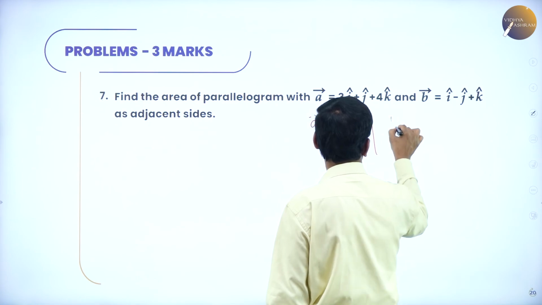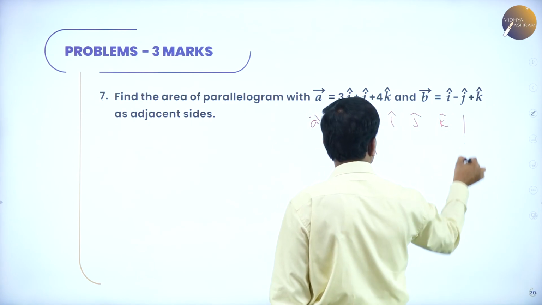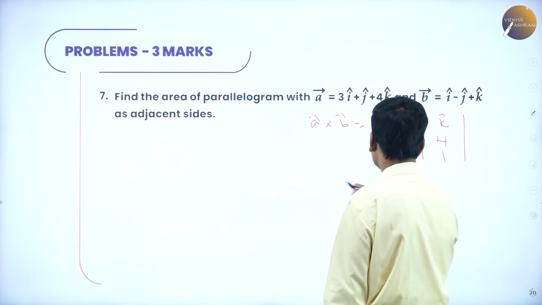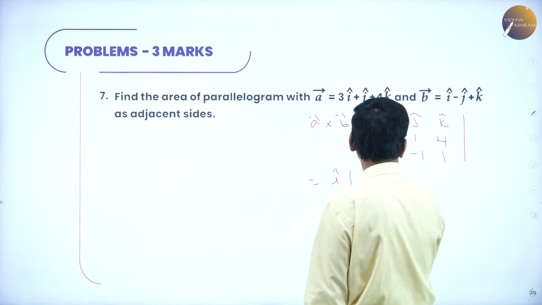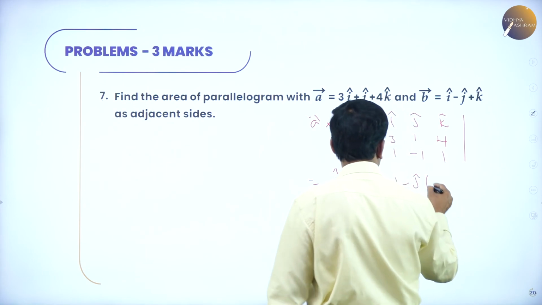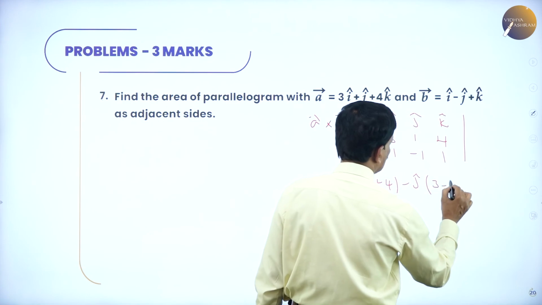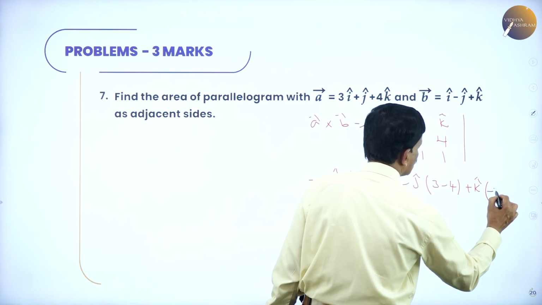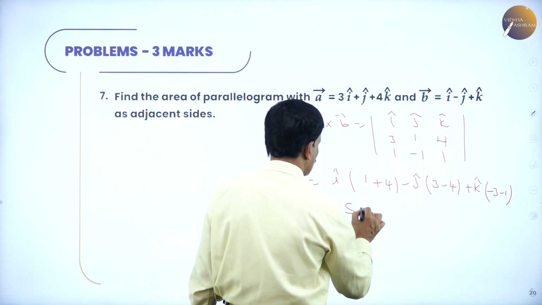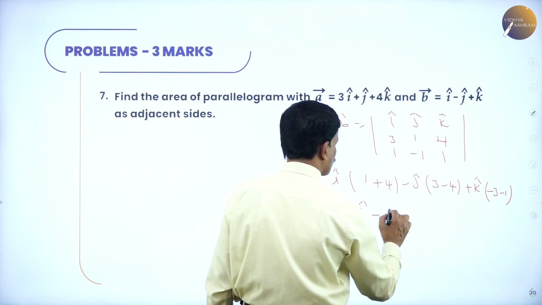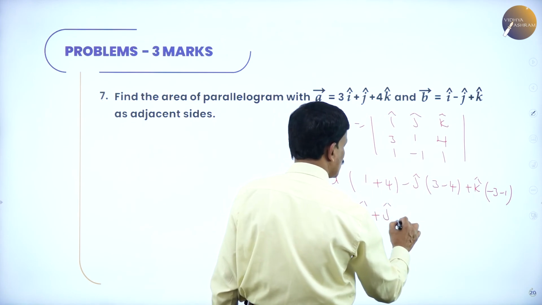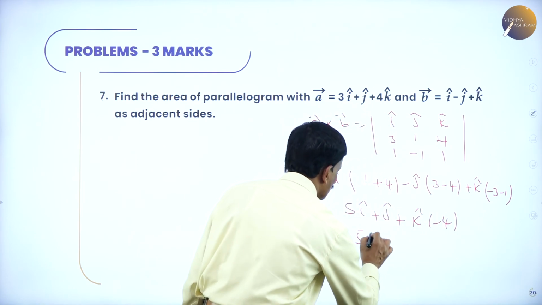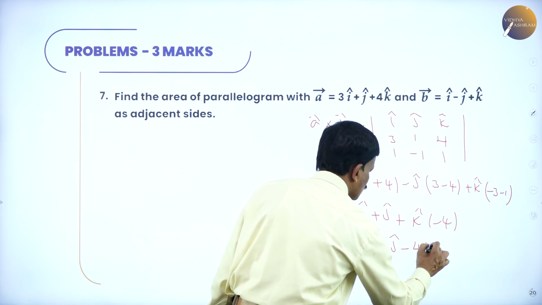Find out A cross B, the determinant of i, j and k. So this is 3, 1 and 4, and 1, -1 and 1. Simplify this. i into (1 plus 4), minus j into (this is gone, 3 times 1 is 3 minus 4), plus k into (this is gone, 1 times 3 is 3 minus 1). So this is equal to 5 times i; 3 minus 4 is -1, minus into minus gives plus j; plus k into -4. So this can be written as 5i + j - 4k.